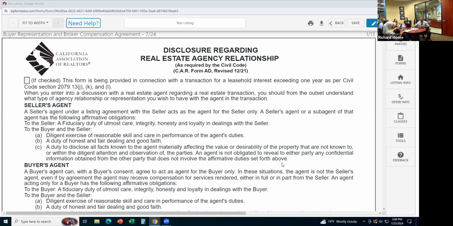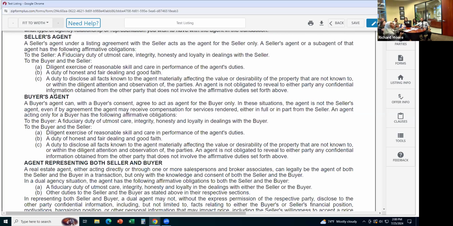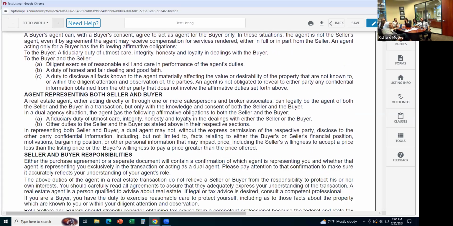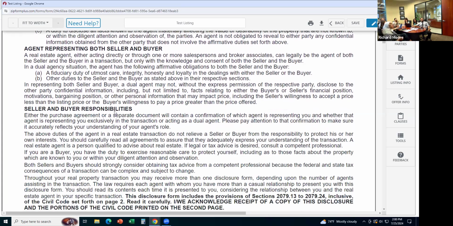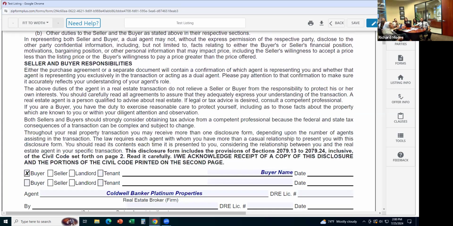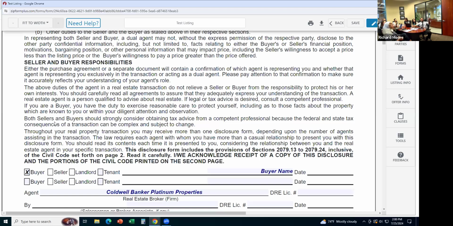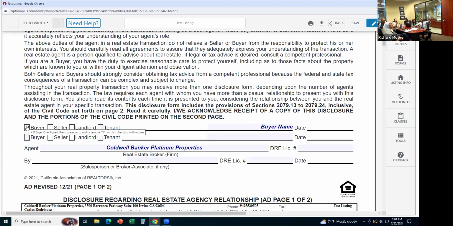So let's first start with the agency disclosure. You guys know what this is. You've seen it before. This form pretty much tells you what a seller's agent is and what their duties are, what a buyer's agent is and what that buyer's agent's duties are, and then dual agency and so forth, and what the seller and buyer responsibilities are. So on this form, you're saying, I'm representing the buyer, so you check the box for buyer, and you enter your buyer's name.